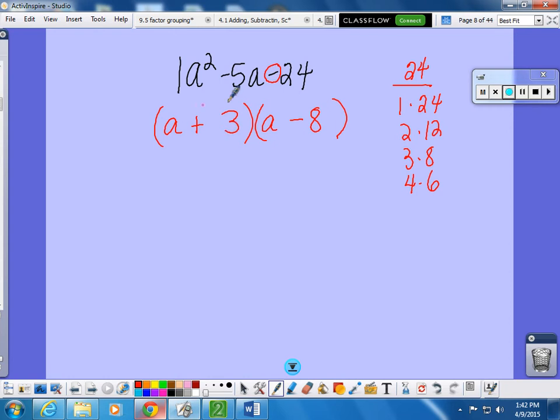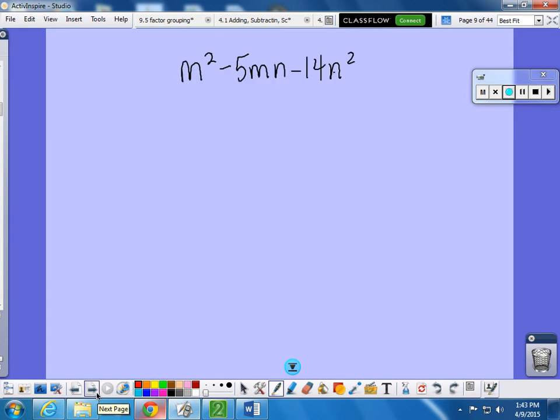So first is a squared, outer is negative 8a, inner is positive 3a. Did it work? It did, okay? And then last is negative 24, there it is. That's why we're kind of taking baby steps, because if I'd have mixed all these together, you guys would have been like, what's the signs and where, which way goes which? So we're just trying to go a little at a time. That's why we're not even using our textbook today.